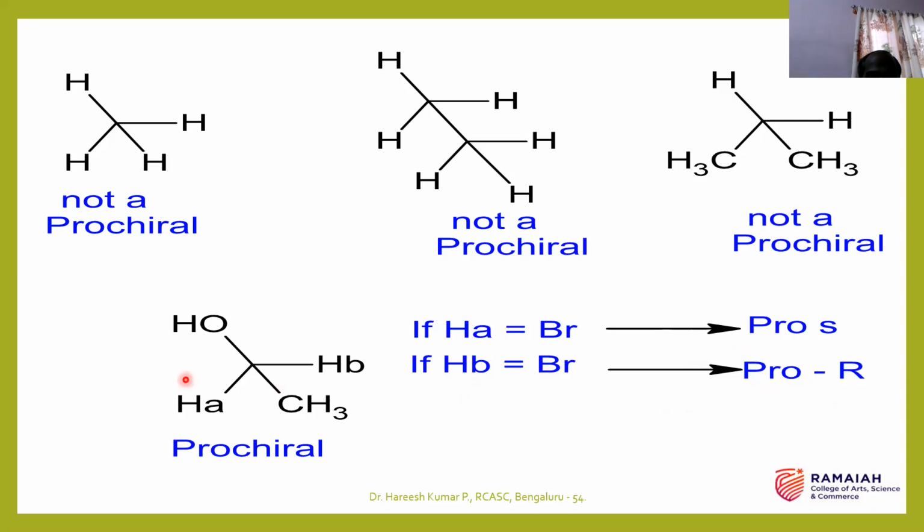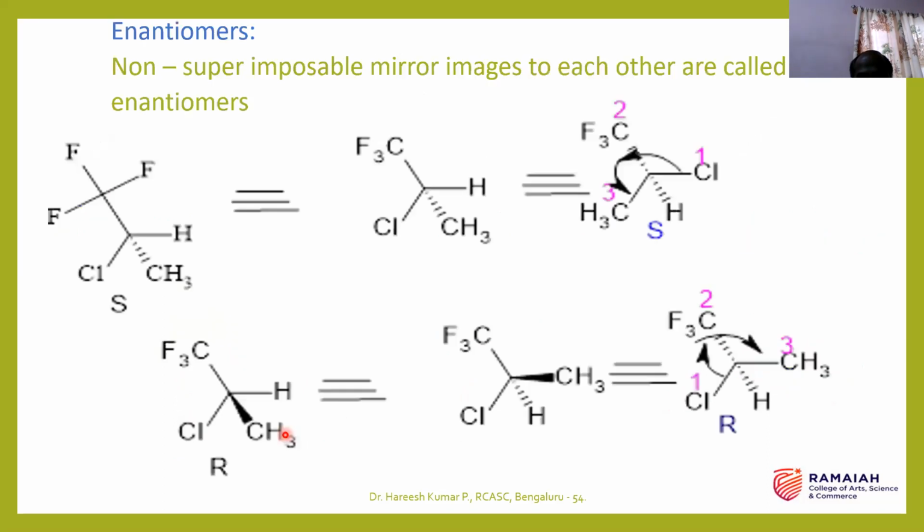So this type of molecule is also a prochiral molecule, because in a single step we are able to convert this molecule into a chiral molecule. So I will go to the next slide.